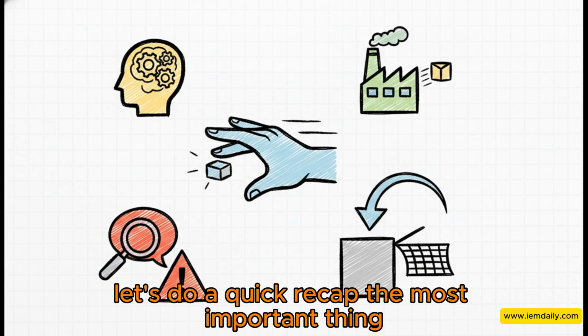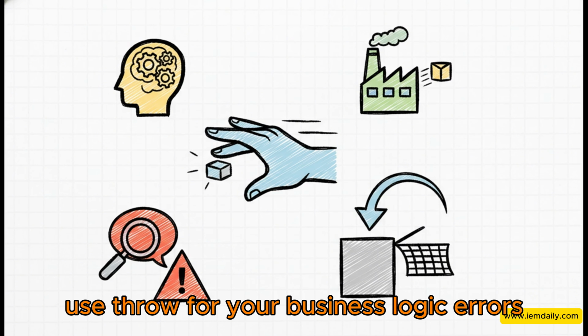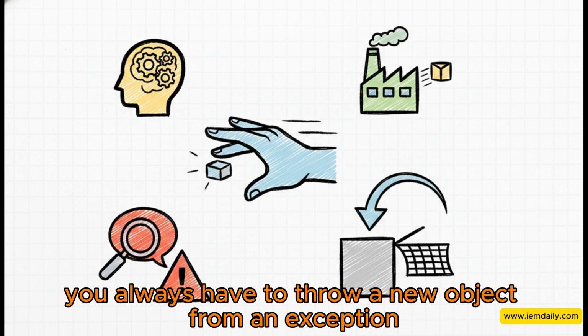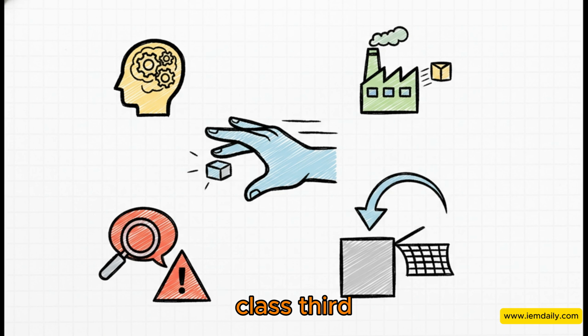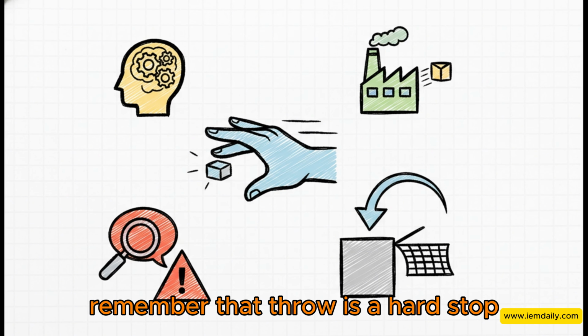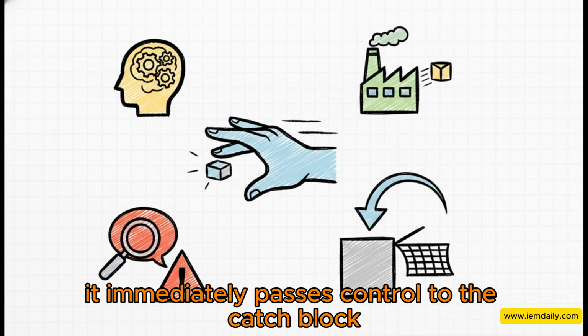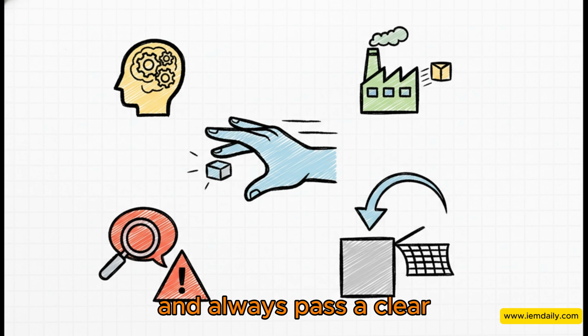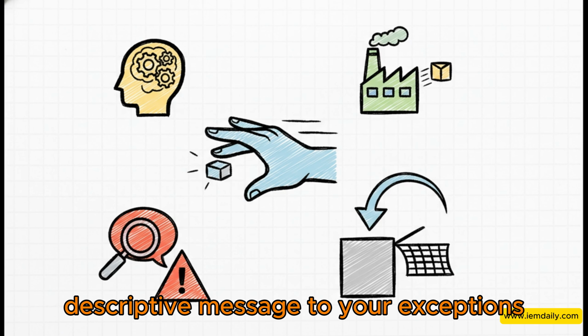All right, let's do a quick recap. The most important thing, use throw for your business logic errors, the things the system can't see. Second, you always have to throw a new object from an exception class. Third, remember that throw is a hard stop. It immediately passes control to the catch block. And finally, please do your future self a favor and always pass a clear descriptive message to your exceptions.